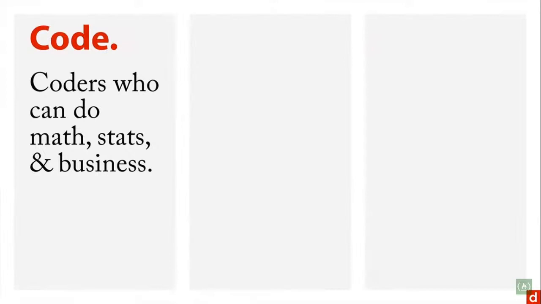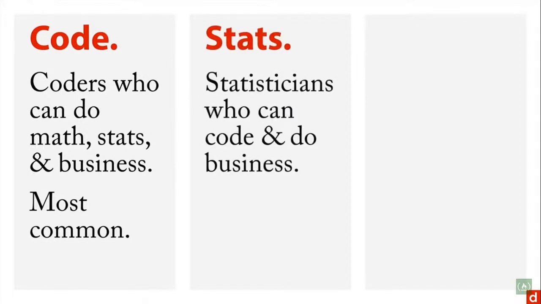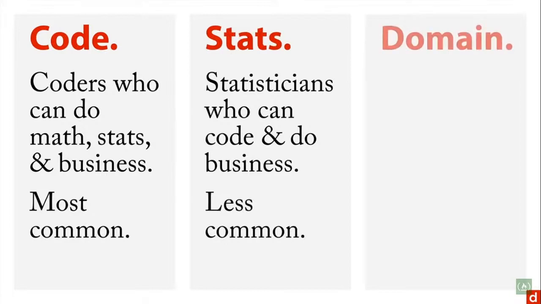So let's think about a couple of backgrounds where people come from here. First is coding. You can have people who are coders who can do math, stats, and business. So you get the three things, and this is probably the most common. Most of the people come from a programming background. On the other hand, there's also stats or statistics, and you can get statisticians who can code and who also can do business. That's less common, but it does happen. And finally, there's people who come into data science from a particular domain.